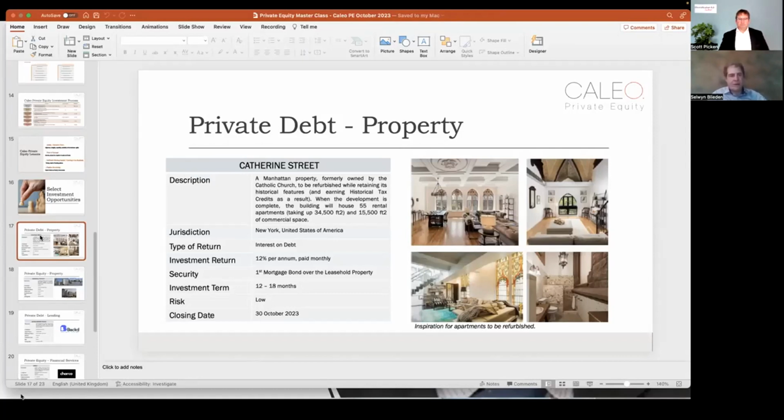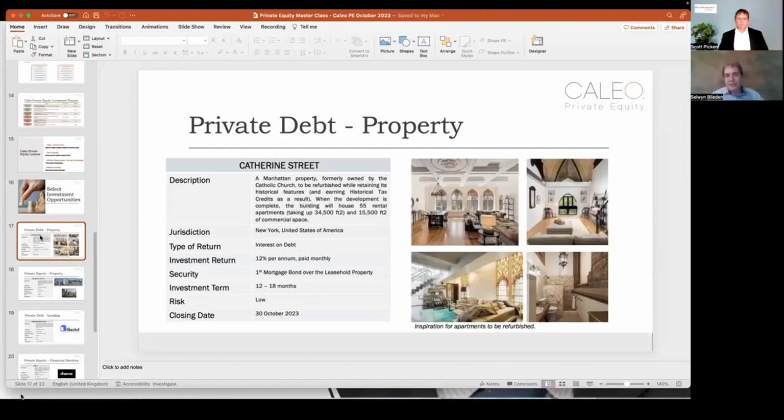There's a system where you get historic credits which allow you to effectively do your developments at a cheaper rate because you're getting these tax credits. And so a lot of the work had already been done. It was a question of reviewing that and understanding that and getting a sense of the risk return. We already had a strong sense of the sponsor and the way that they would approach this.